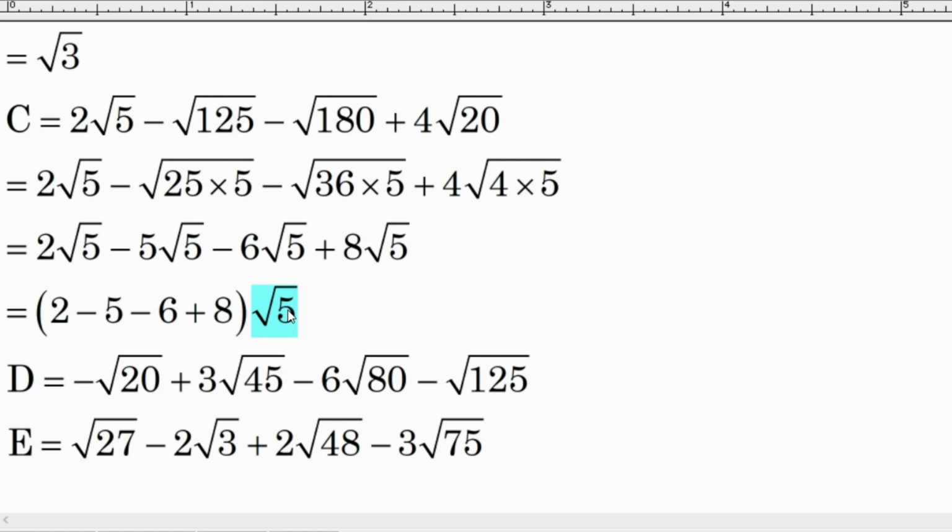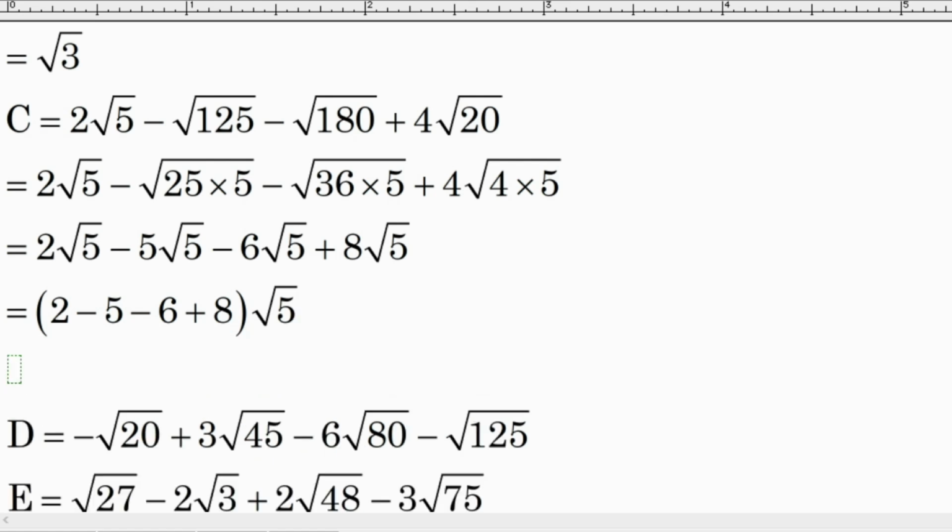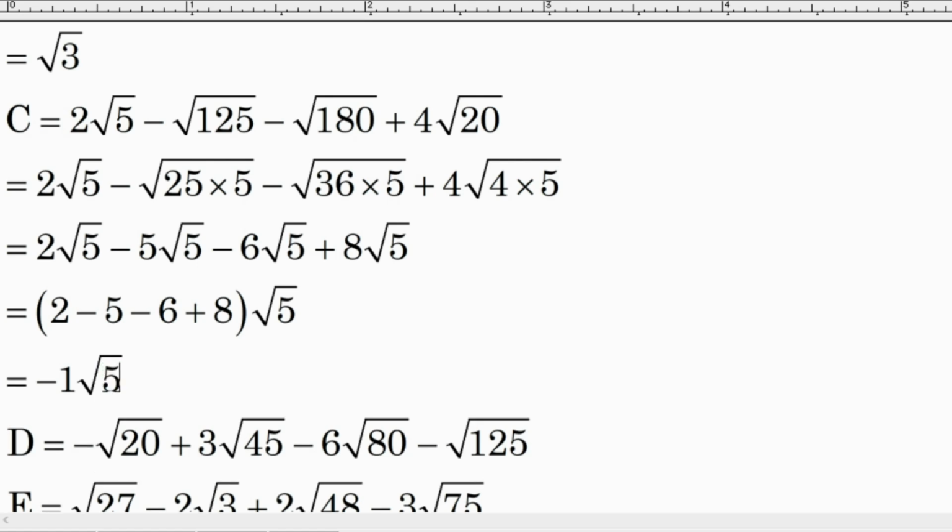Okay, so now let's evaluate the numbers in the bracket here. 2 minus 5 equals minus 3, minus 3 with minus 6 equals minus 9, minus 9 plus 8 here is equal to minus 1. So that will be equal to minus 1 square root of 5. And as I said, we don't need to write 1.